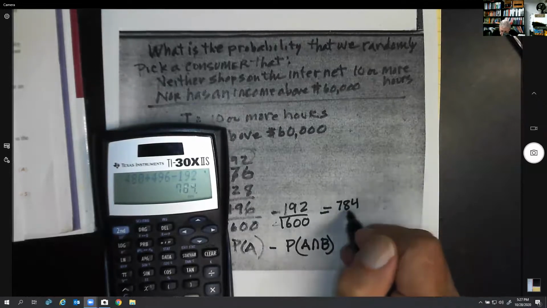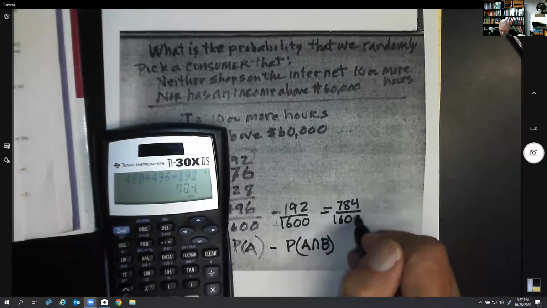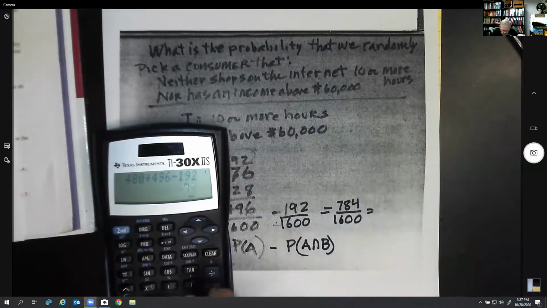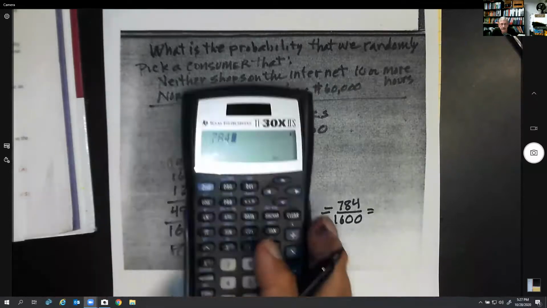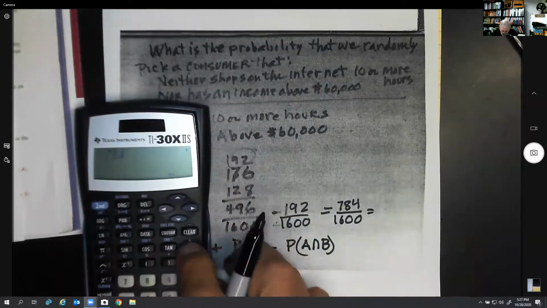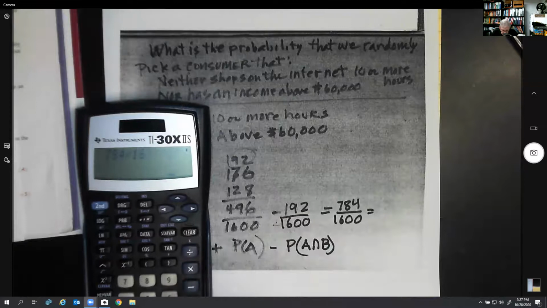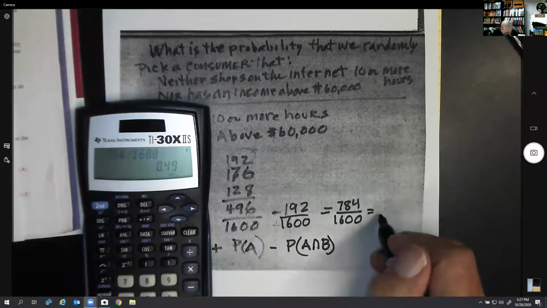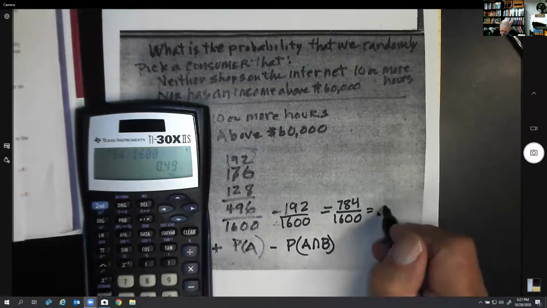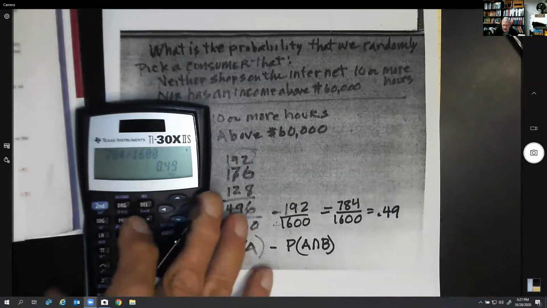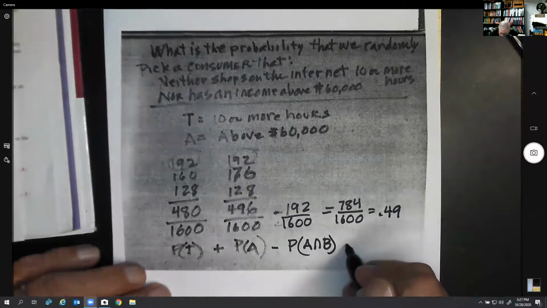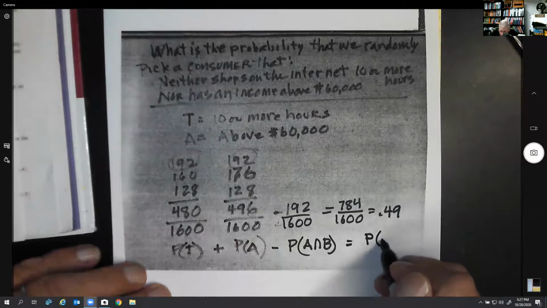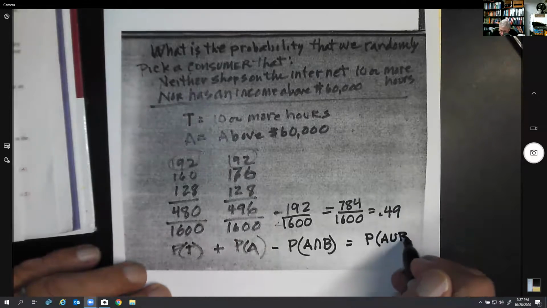784 out of 1600. And then what I'm going to do is change that to a decimal. So I'm going to take the 784 and divide it by 1600, to give me a decimal. And it comes out pretty nice, huh? 0.49. So is that my answer to the problem? Well, that is equal to the union of these two events, A union B.